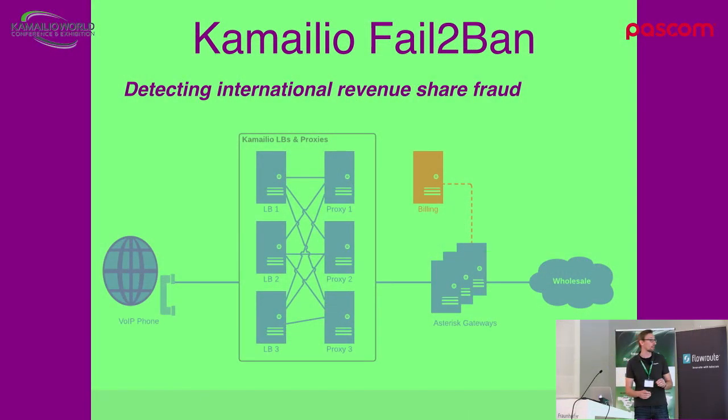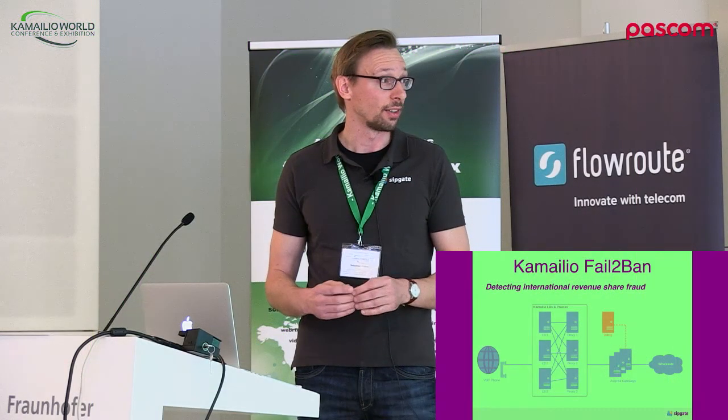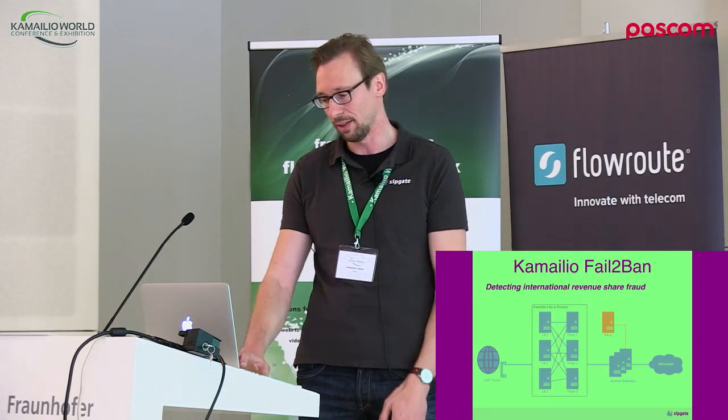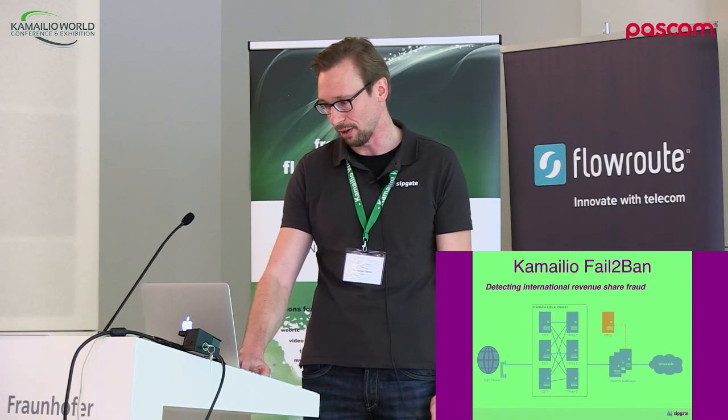So this is our setup. You see on the left side there is the customer, and then we have some load balancers and proxy servers. After that, there are gateways that we are using Asterisk for, and they are connected to the billing system. And then after that, there's the wholesale carrier.